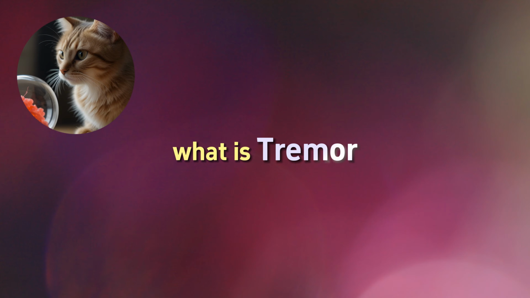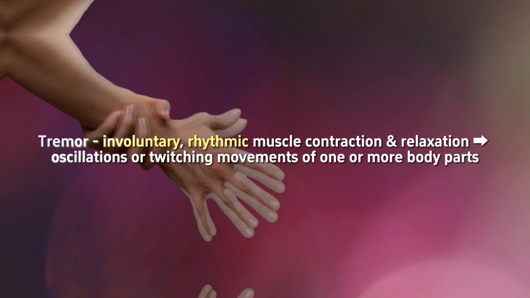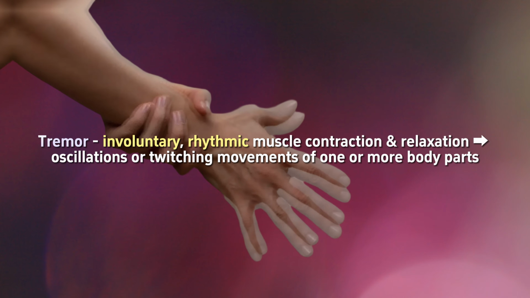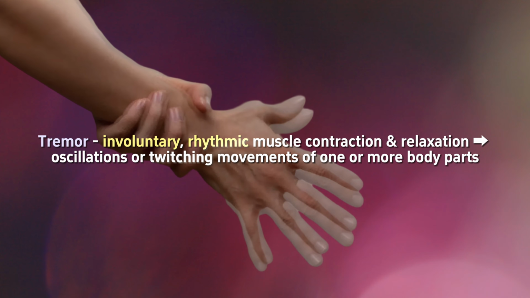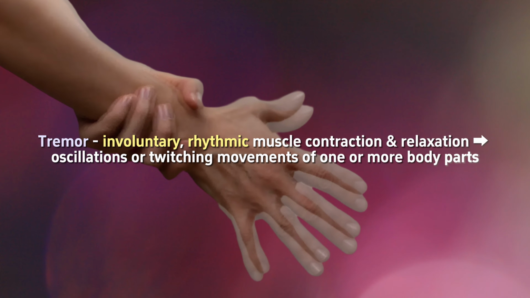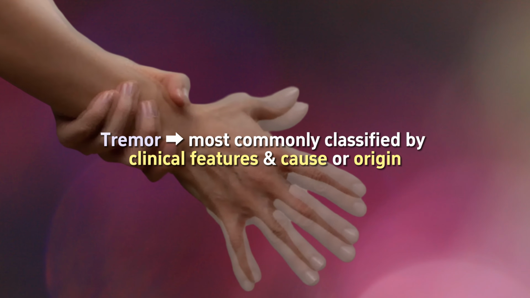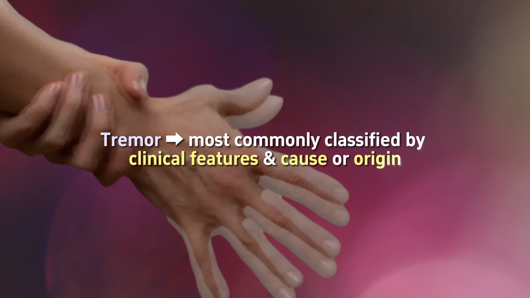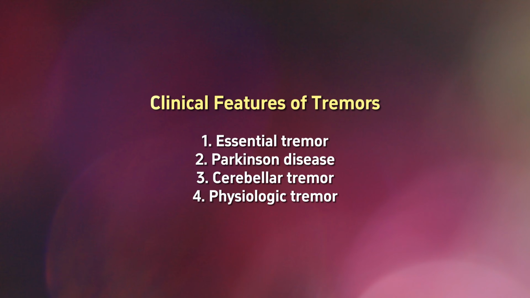What is a tremor? A tremor is an involuntary, somewhat rhythmic muscle contraction and relaxation involving oscillations or twitching movements of one or more body parts. Tremor is most commonly classified by clinical features and cause or origin. The clinical features of tremors.